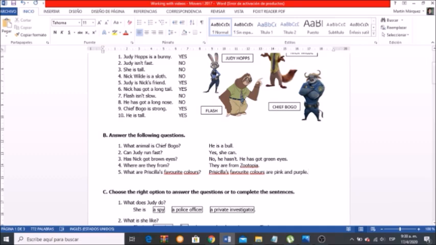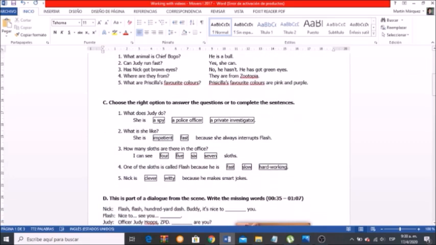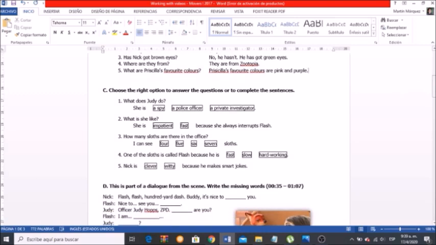Okay, very good. Now, let's do exercise C. It says, choose the right option to answer the questions or to complete the sentences. Okay, so, question number one. What does Judy do? Esta pregunta significa, ¿qué hace ella? ¿De qué trabaja? She is a spy, she is a police officer, or she is a private investigator? What do you think? Very good. She is a police officer.